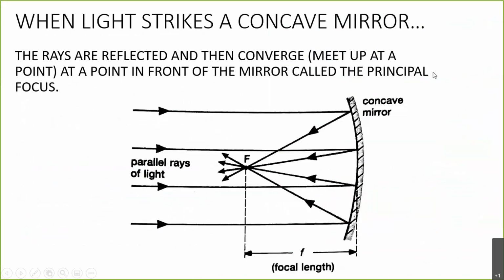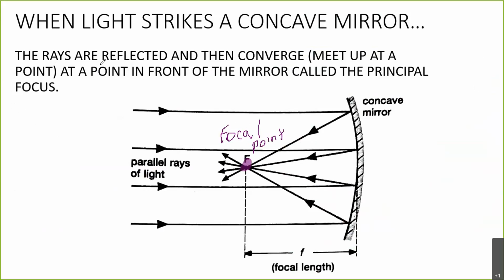So what happens when light strikes a concave mirror? Well, all the light rays head towards the mirror in a nice straight line, so they're all parallel. Then when they hit the mirror, of course, they can't go through because the mirror has an opaque reflective backing. So it bounces off. And what we see is that all of the light rays appear to meet up at one point in front of the mirror. We call that point the principal focus, or you might see focal point in some textbooks as well.